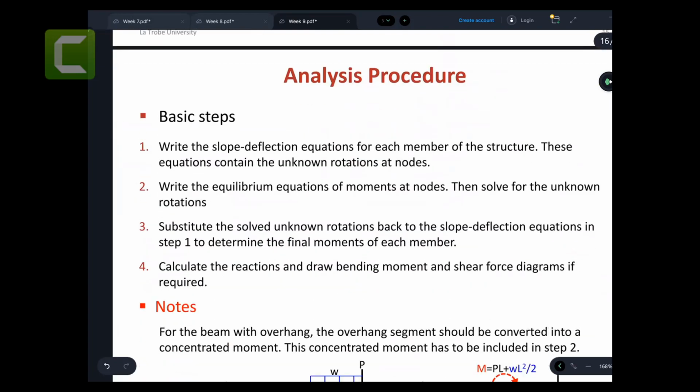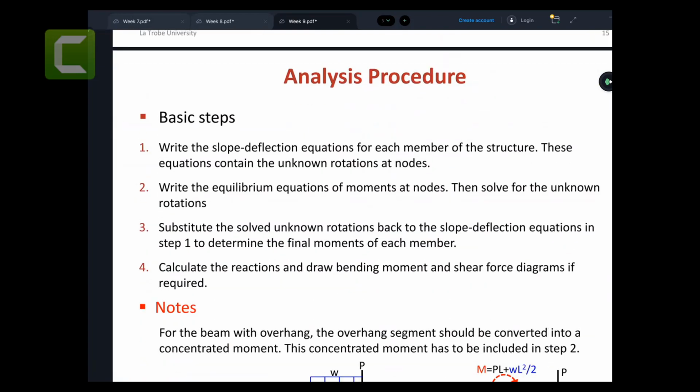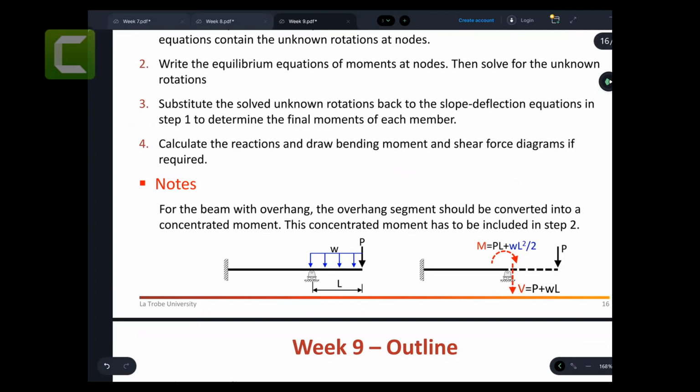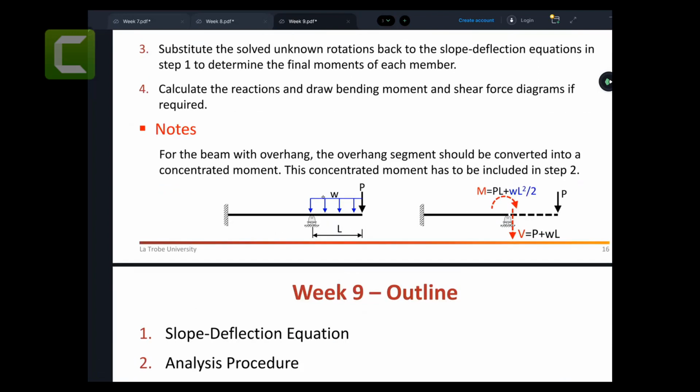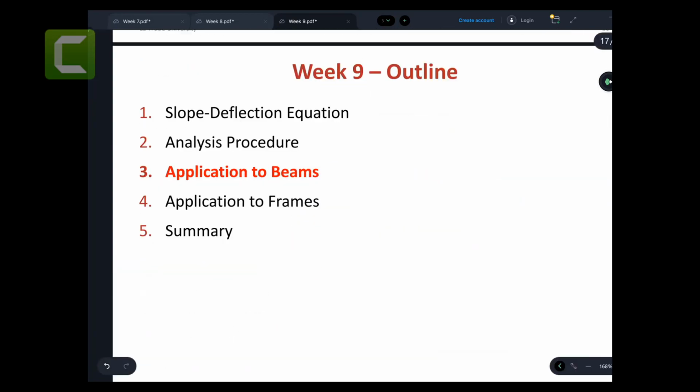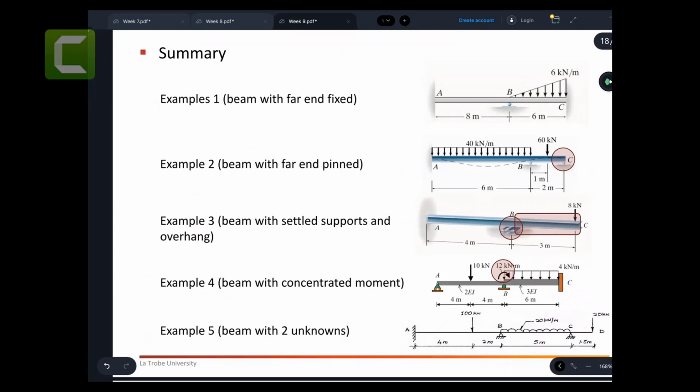Analysis procedures. When I take an example, it will probably be more clear for you. When you have these, you can convert them into these kinds of structures. So let's take an example. Any questions?